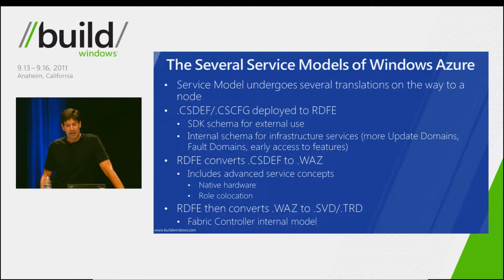Some of the things that we allow in the internal schema: access to more update domains. There's a 20 update domain limit now. There used to be a limit of 5 update domains, and we've upped it to 20 just in the last week or so. There's also a limit on the number of fault domains you can have, and that's 2, and you can't override that with the public schema. With the internal schema, you can specify more than 2 fault domains.